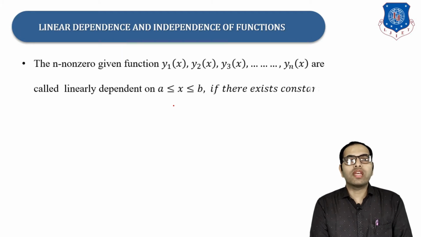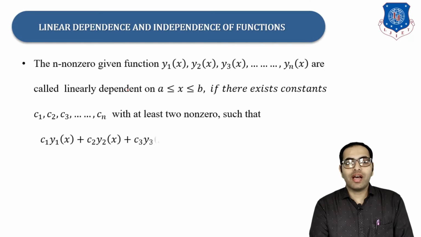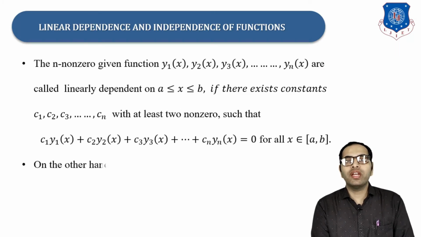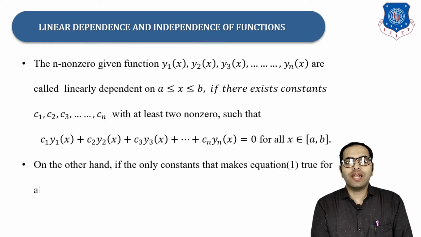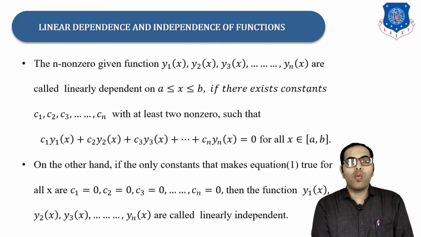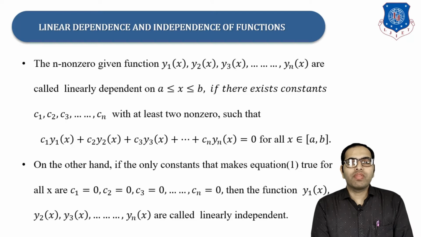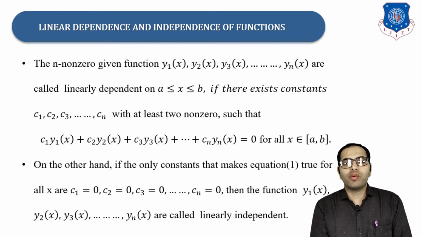The non-zero given functions y1 of x, y2 of x up to yn of x are called linearly dependent on the interval a less than or equal to x less than or equal to b if there exist constants c1, c2, c3 up to cn, with at least two non-zero, such that the linear combination equation c1 y1 of x plus c2 y2 of x plus c3 y3 of x and so on up to cn yn of x is equal to 0 for all x belonging to [a, b].